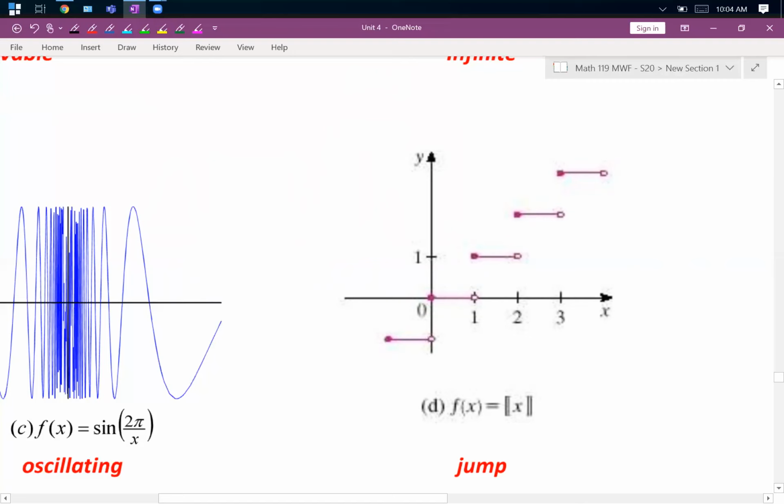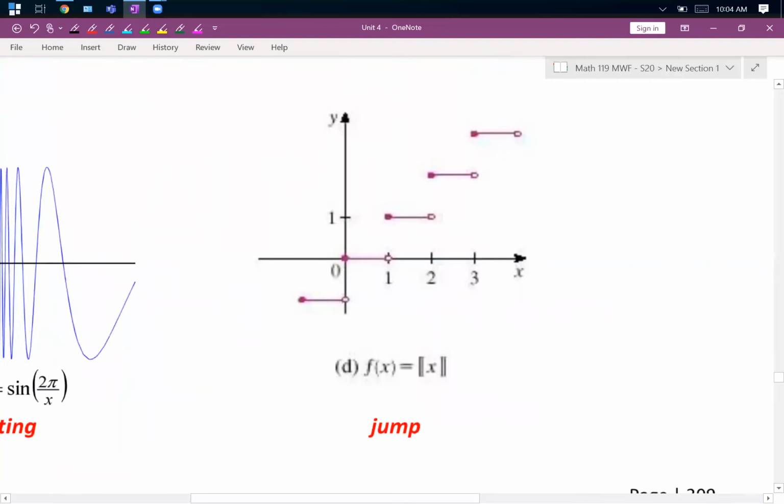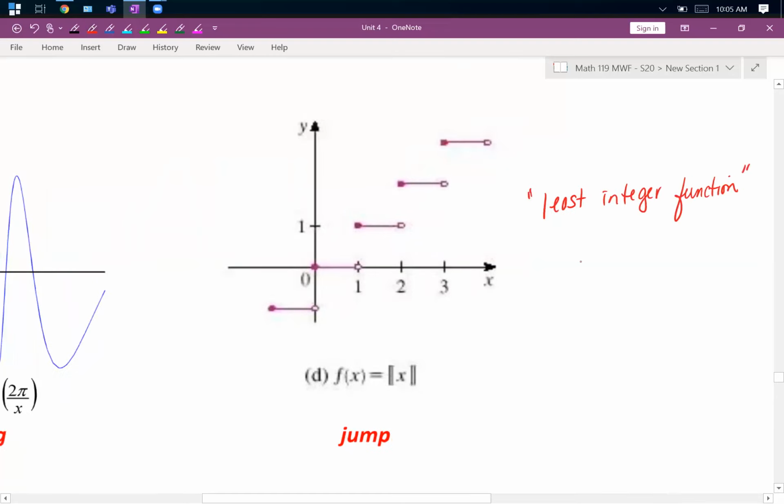This right here, I want to talk about this function where we have this jump discontinuity. This is a function that we haven't really discussed, but we tend to run into it as we proceed in math. This here is called the least integer function. Sometimes it's called the floor function. That's what I tend to call it. That's what I was taught to call it.